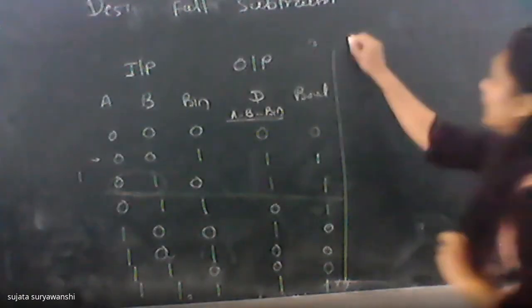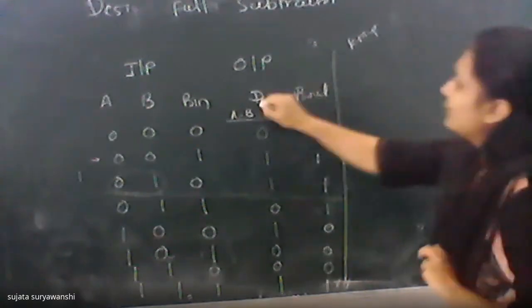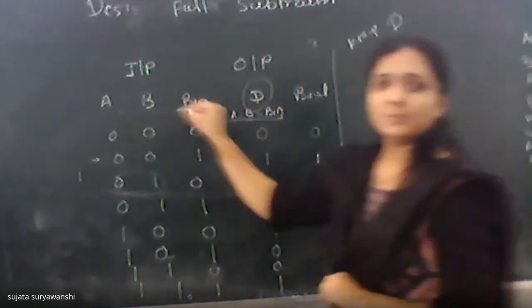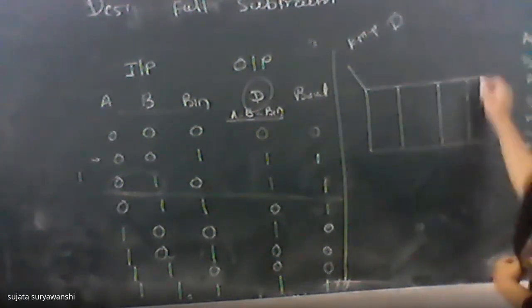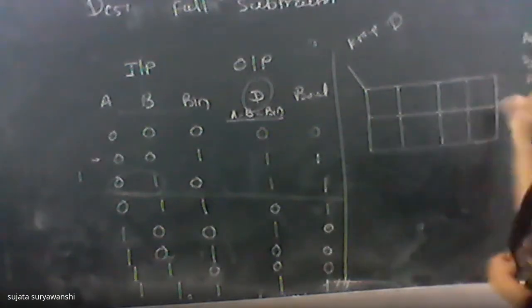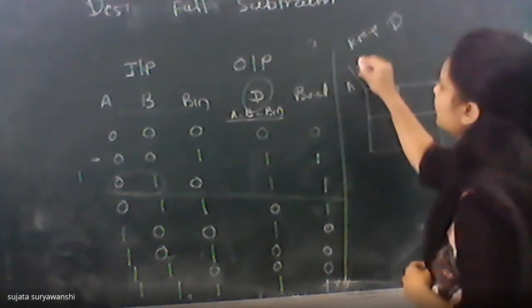After this, write down the K-map. You have to write down the K-map for the first output bit, that is D. Here 3 inputs are there. 3 inputs means you have to use a 2 by 4 K-map here. So write down the K-map and find out the equation. A, B, B in. Combinations are 0, 0, 0, 1, 1, 1, 1, 0 and 0, 1. Consider this column only, where this column is equal to 1.